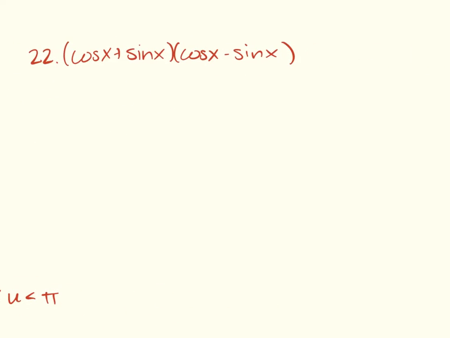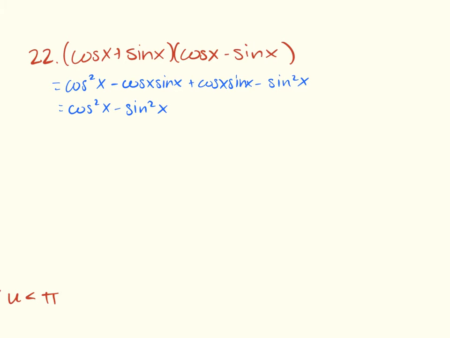Let's look at 22. For 22, I've got cosine x plus sine x times cosine x minus sine x. I'm going to FOIL this out, so I get cosine squared x minus cosine x sine x plus cosine x sine x minus sine squared x. This is equal to cosine squared x minus sine squared x. This fits my cosine 2 theta formula, so this is going to be cosine 2 theta. Sorry, 2x. Don't want to be changing that angle all of a sudden.